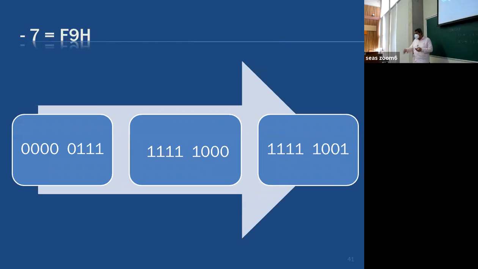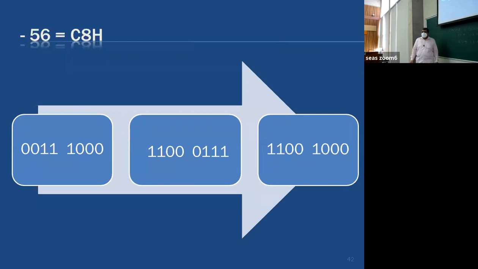So if you go through that quickly, you want to save some time, so let us move forward. So 56, if you convert it into binary, would be like this. Okay, you take 1's complement and you take 2's complement. That is C8H. This is how it will be represented inside the microcontroller. All right. Everyone is fine with this.